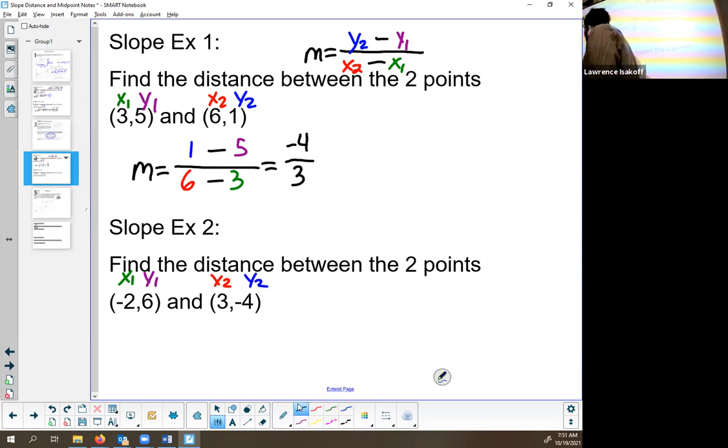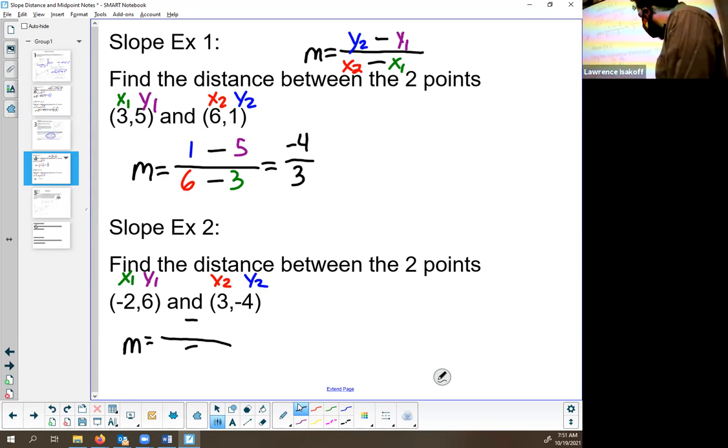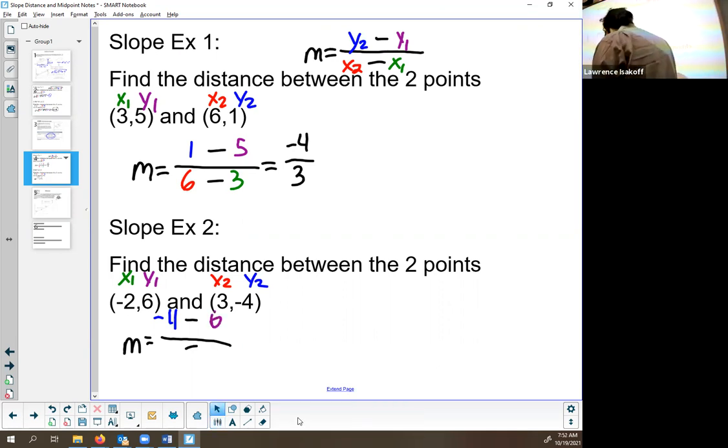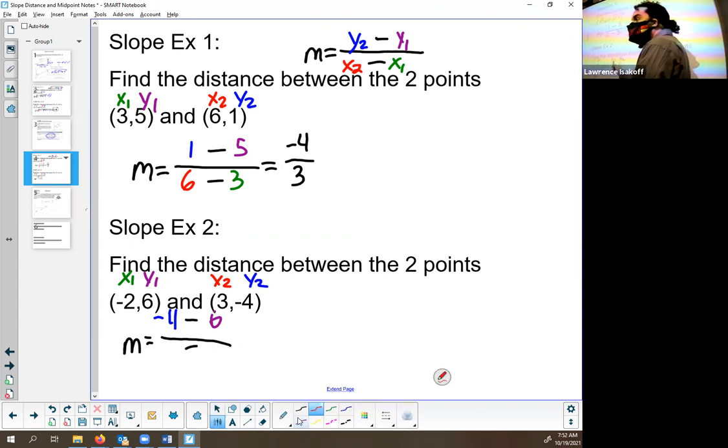So I know here again, m equals y2 minus y1. What's my y2 value? Negative 4. Don't forget the negative sign with it. What's my y1 value? Okay. What's my x2 value? Oh, x2. 3. And then what's x1? So I still want that minus and the negative 2 there.